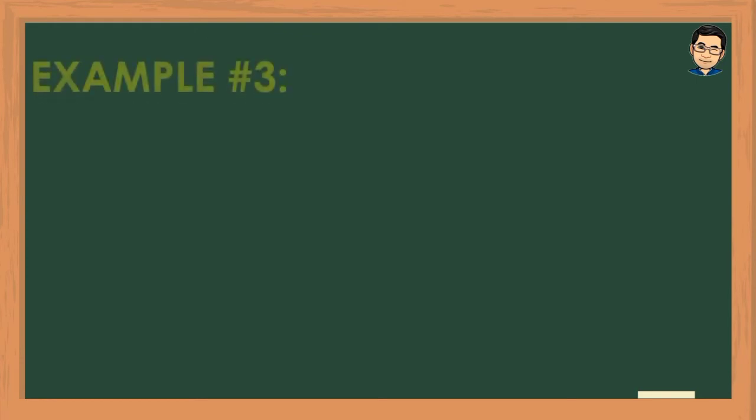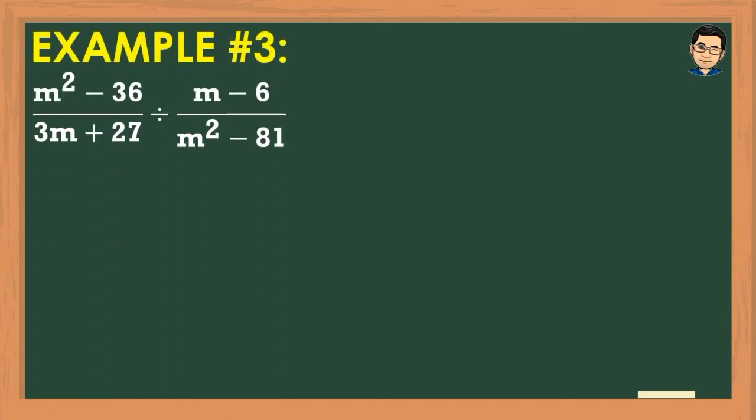So, let's have example number 3. M squared minus 36 all over 3m plus 27 divided by m minus 6 all over m squared minus 81. Kagaya po ng ginawa ko dun sa multiplication of rational expressions, iisa-isahin ko po yung mga terms para makita nyo po yung mga factor po nila. Like for example, m squared minus 36 can be factored using difference of two squares, that is the square root of m squared, that is m, and then the square root of 36, that is 6. So that is m minus 6 times m plus 6.